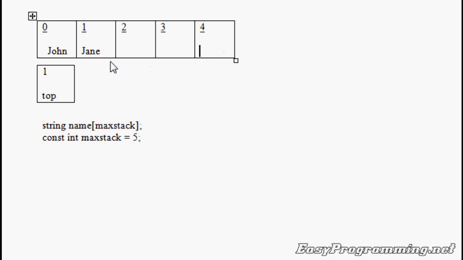Since it's last in, first out, if you were to pop this stack, or try to take the information out of the stack, you'll have to take out Jane followed by John. So the output would look something like this: Jane, John, while the input would look like John, Jane. The first thing that goes in is the last thing that comes out.